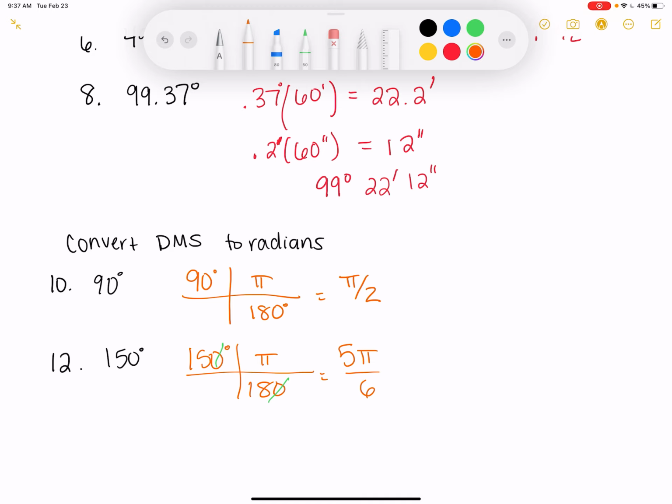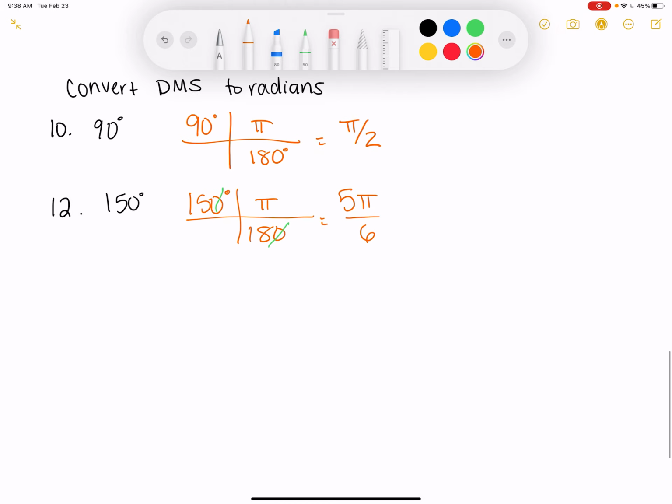Okay, remember when we're converting to radians with stuff like this, we have the pi built into the answer. Now the ones we're going to do in a minute, not necessarily going to be the case.